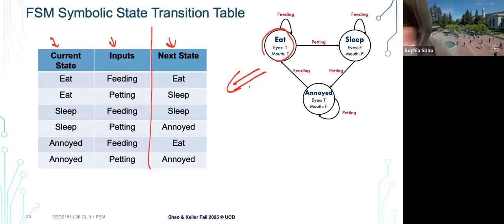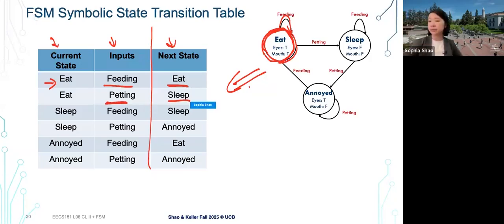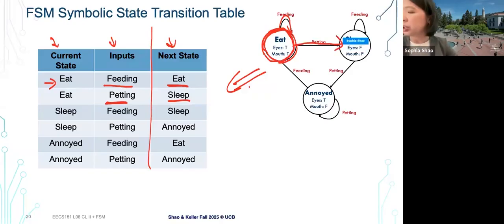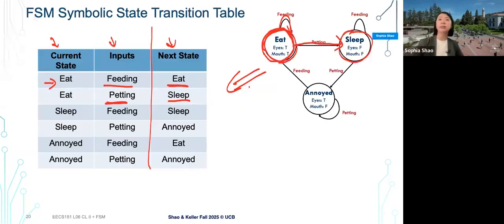For example, we start with the eating state, and we keep eating, we are in the feeding mode, we stay. The next state is the same as the current state. But if it's already in the eating mode and we start petting the cat, the cat will go to the sleep mode. So that's the state transition to the next state. So here is a truth table expressing from this state diagram how my next state will progress based on my current state and my current input.